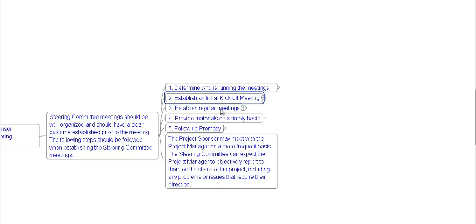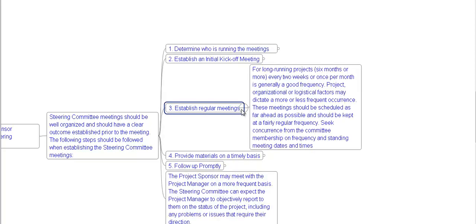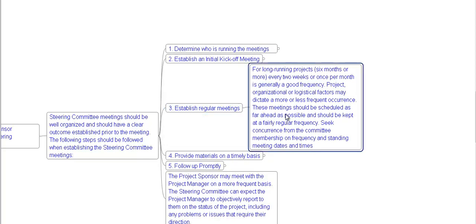Establish regular meetings. For long-running projects, six months or more, every two weeks or once per month is generally a good frequency. Project organizational or logistical factors may dictate a more or less frequent occurrence. These meetings should be scheduled as far ahead as possible and should be kept at a fairly regular frequency. Seek concurrence from the committee membership on frequency and standing meeting dates and time.